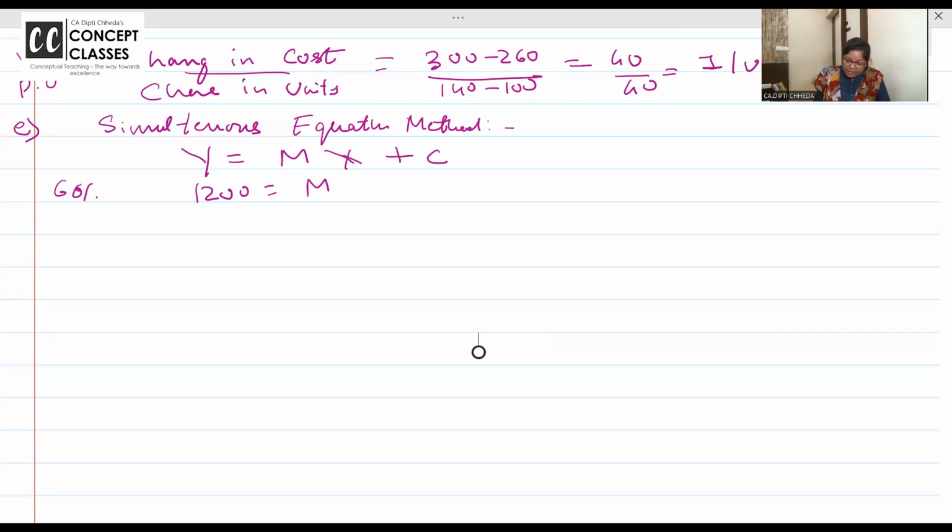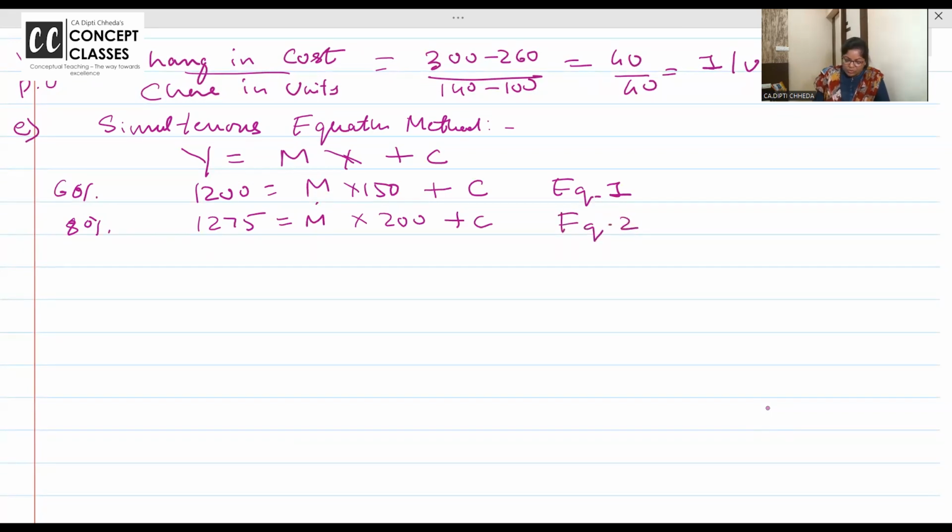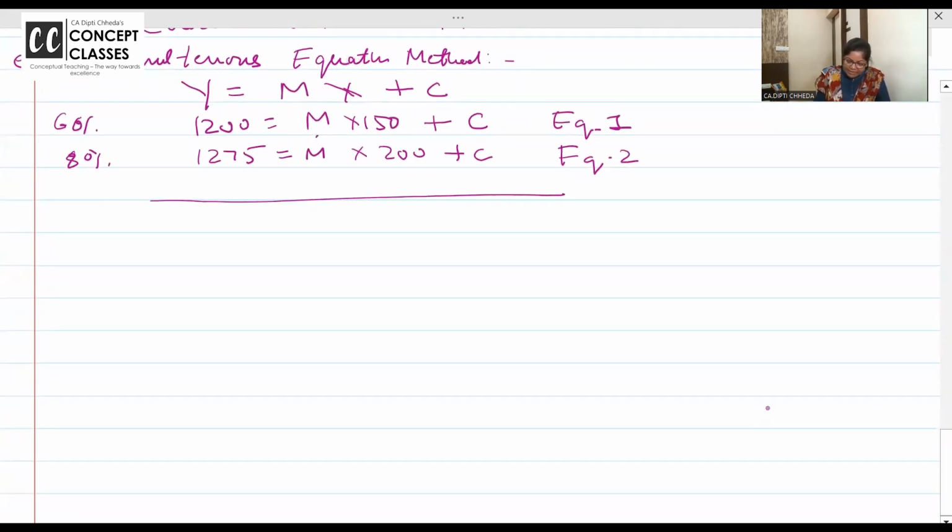the volume, output, the number of labor hours, 150 hours. What is the fixed cost? I don't know. What is variable cost per unit? I don't know. What is fixed cost? I don't know. But the semi-variable cost is this much. Now come to 80%. How much is it? 1275. M, and labor hours are 200. What is C? This is your equation 1, this is your equation 2. Now we all know how to solve the simultaneous equation.